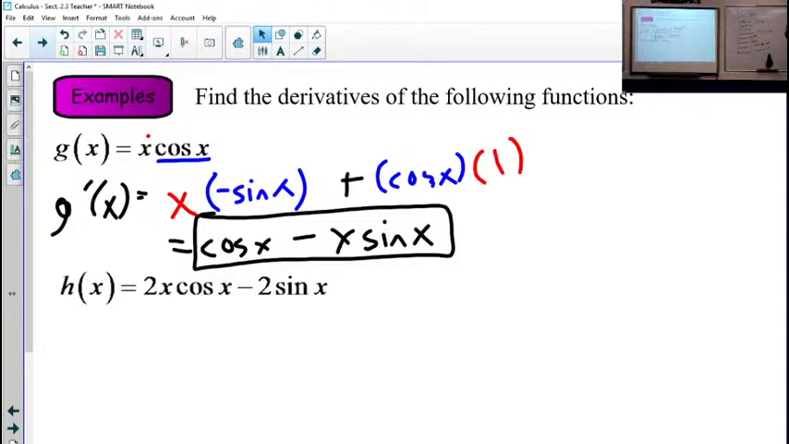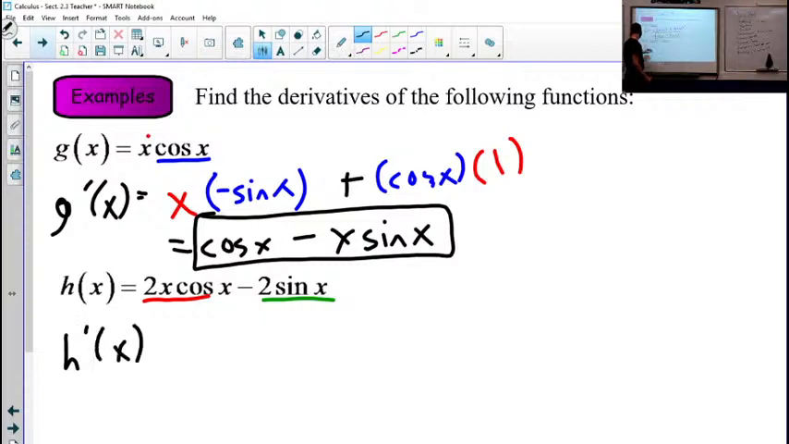Next. Got two different things I need to take the derivative of. Wait, that's your final answer? Yep. We'll start with 2x cosine of x. That's a product rule. We have to do it with a product rule. This first one is a product rule.